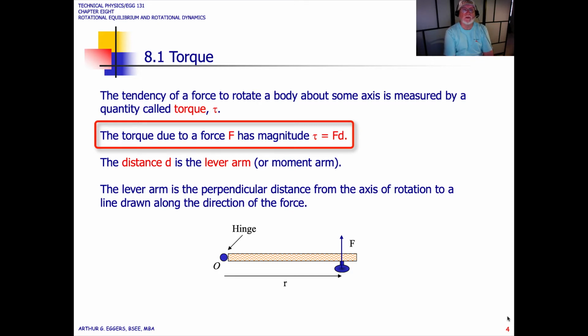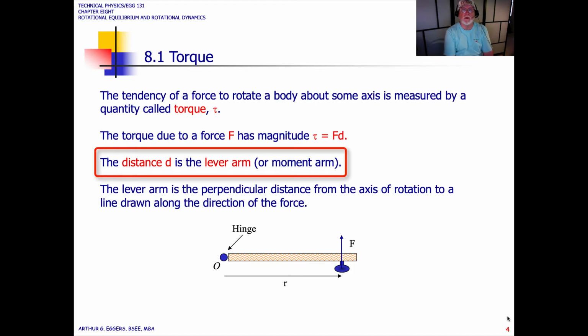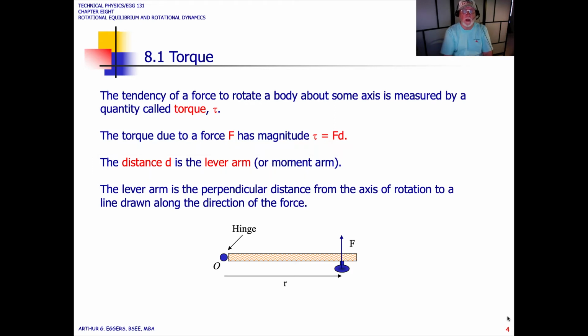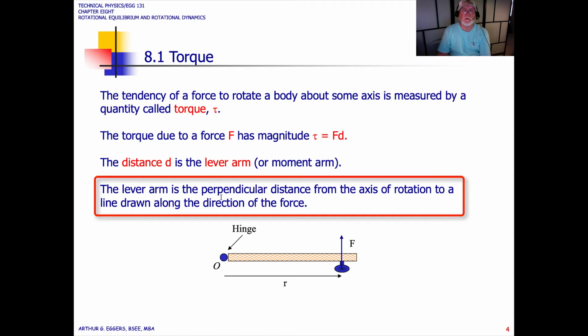Now we have to deal with something, though, called a lever arm or a moment arm. And so when we deal with rotational dynamics, we have to look at things a little differently because of our lever arm and the distance from where the force is being applied to the point where we have a pivot, or in this case, a hinge. We're looking down on the top of a door. We can see the hinge on the left side, and we can see the force being applied at the doorknob to open the door. So the lever arm is the perpendicular distance from the axis of rotation to a line drawn along the direction of force.